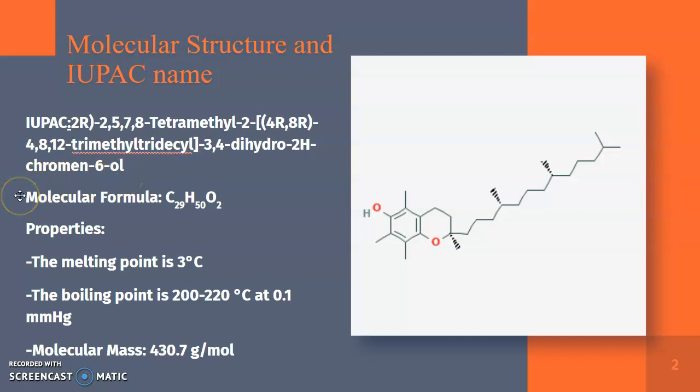The molecular formula is C29H50O2. You can also see its length by the large amount of carbons on the molecule. Some of its characteristics include a melting point of 3 degrees Celsius, a boiling point of 200 to 220 degrees Celsius at 0.1 millimeters of mercury, and, as it is a large molecule, a molecular mass of 437 grams per mole. There are many different variants of vitamin E, such examples being the different kinds of tocotrienols and tocopherols.